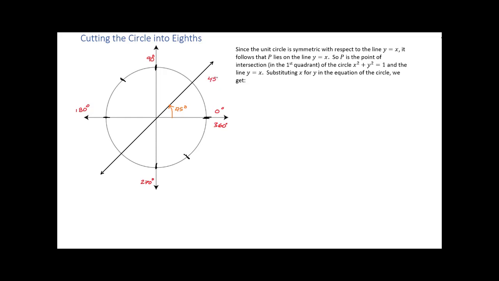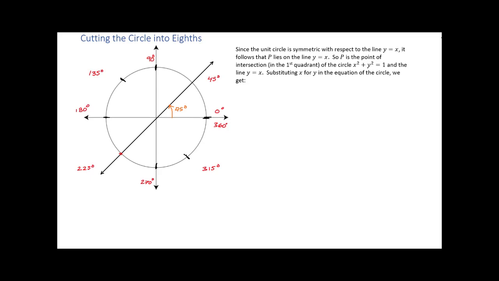45 degrees, plus another 45 is 90, plus another 45 would be 135 over here, plus another 45 is 180, plus another 45 would bring us to here, which is 225. Plus another 45 is 270, plus another 45 is 315, plus another 45 brings us back to 360. So cutting it up in degrees is pretty easy.